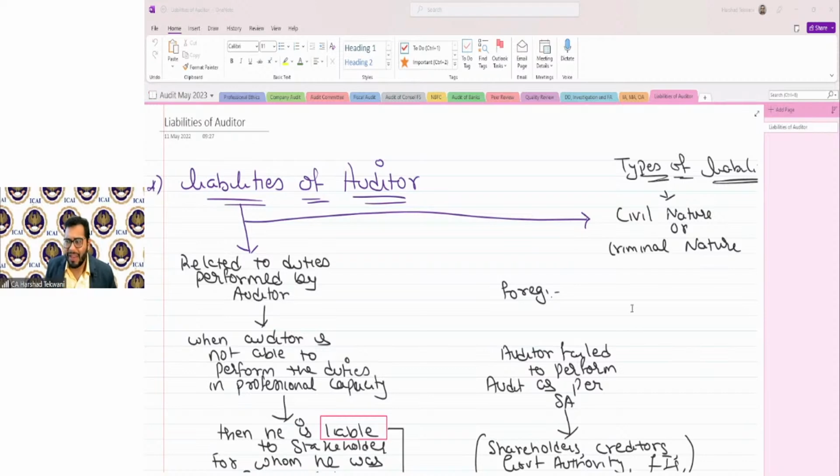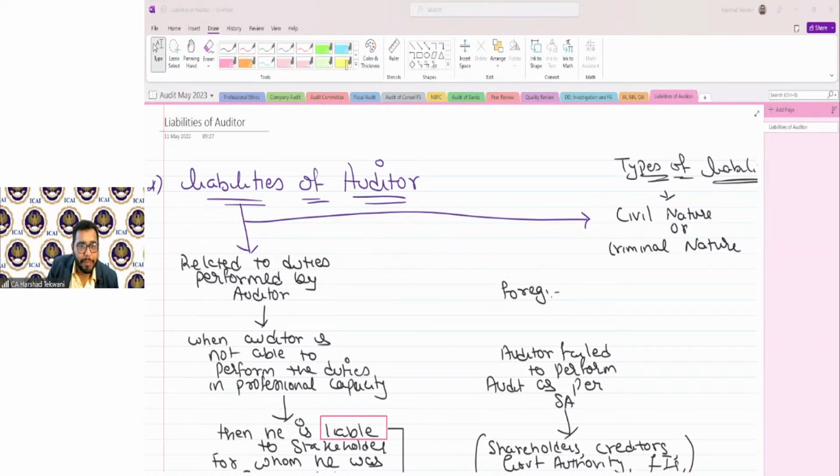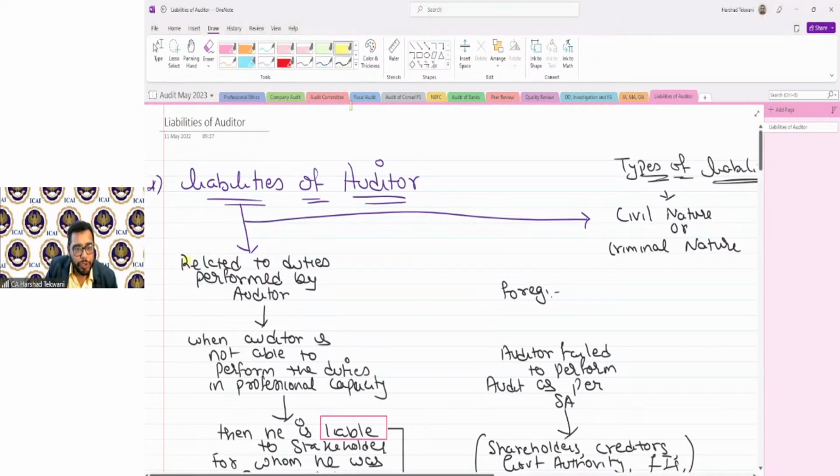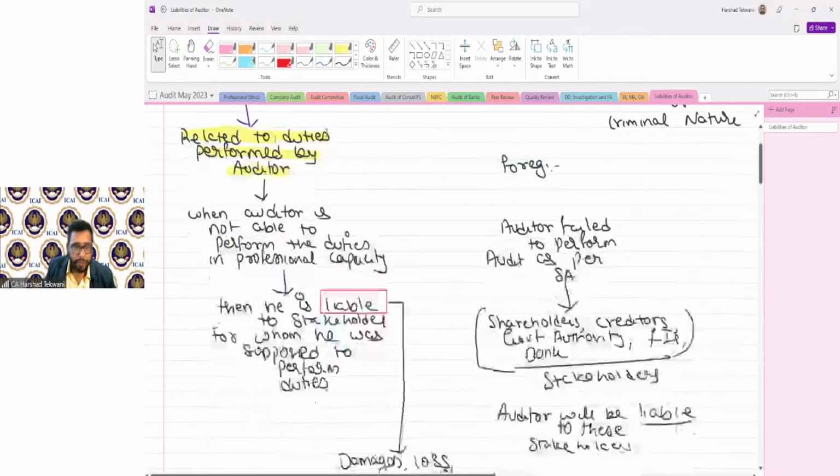There are various provisions we saw in the professional ethics chapter. When you do not perform your duties, you will be held guilty of professional misconduct. We'll see that in detail. But as of now, we'll understand that the liability term relates to the duties that are required to be performed by the auditor.